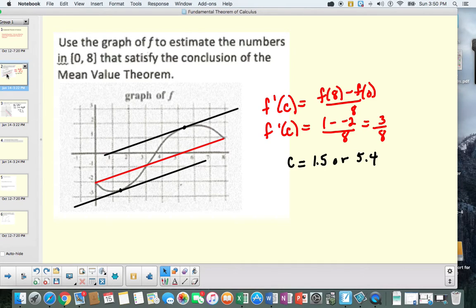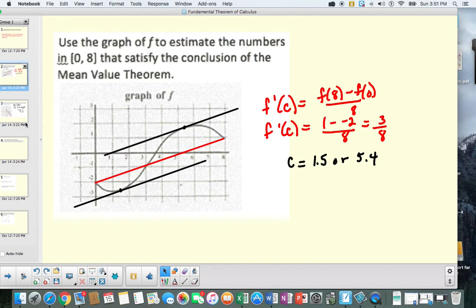The mean value theorem says that as long as a function is continuous and differentiable, there exists a value at which the instantaneous rate of change is equal to the average rate of change. The average rate of change is the slope from one endpoint to the other endpoint of the interval. An instantaneous rate of change will be the slope at a particular point, and they'll be equal to each other. So they will be parallel or the same value.